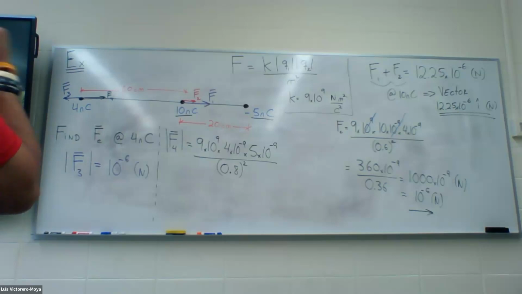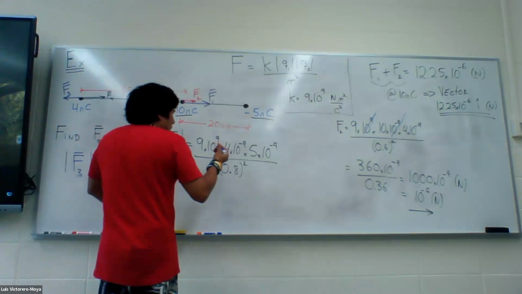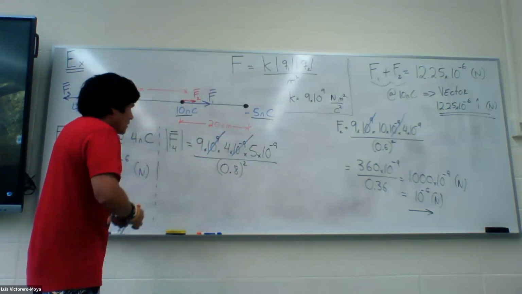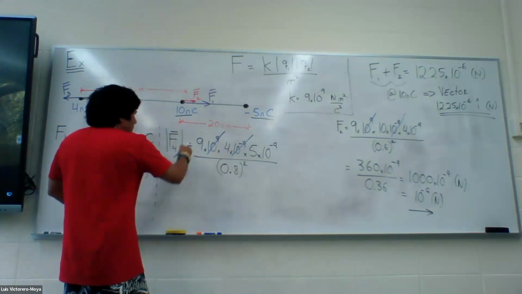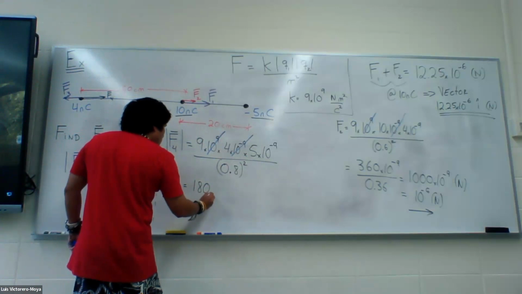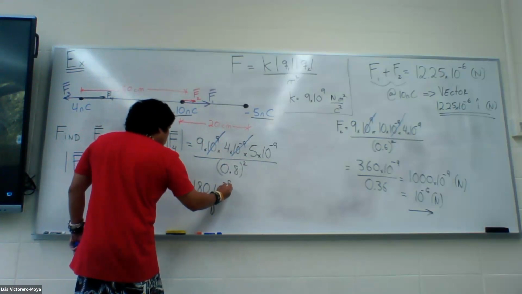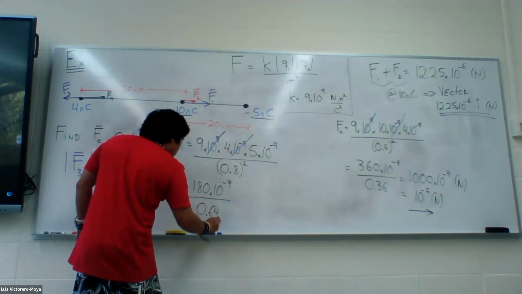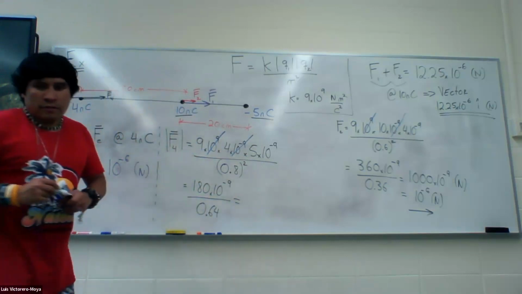I don't think so, right? I mean, it's the same. Now we have to be careful with this. 4 times 5 is 20, times 9 is 180, times 10 to a negative 9 over 0.64. All right, so let's double check this.